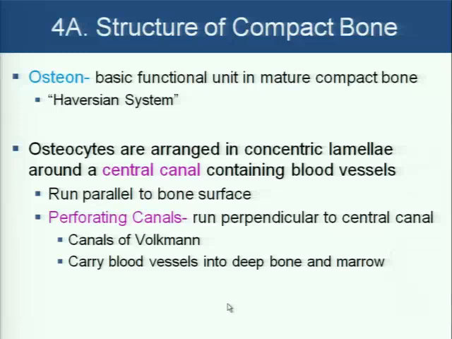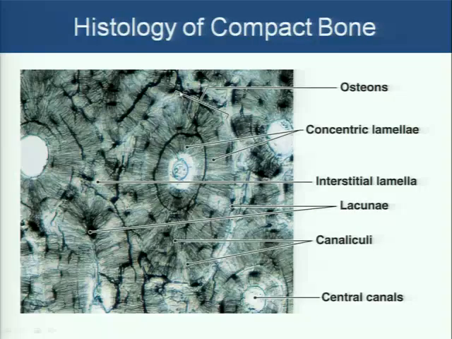Okay, so now we're going to get into the detail. We're going to start with compact bone. Again, the functional unit is called an osteon. This is based off the Haversian system, which Dr. Haversian came up with. This whole big circle that I'm outlining, that is one osteon. So it's like the big circle.